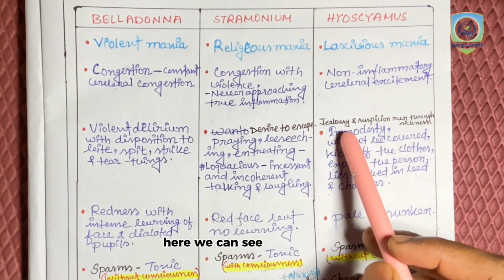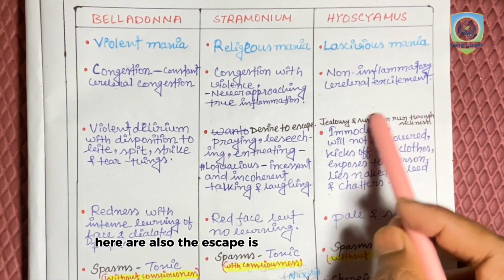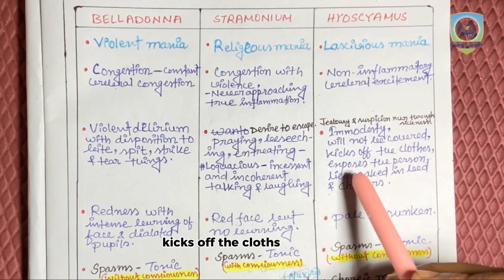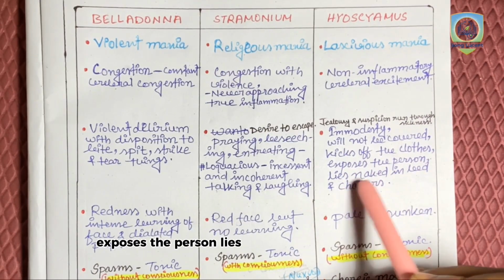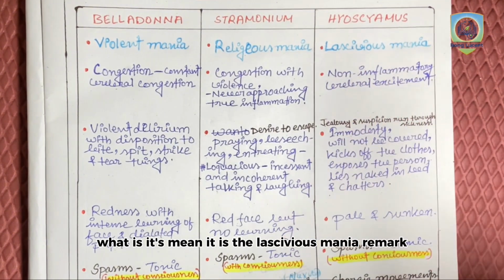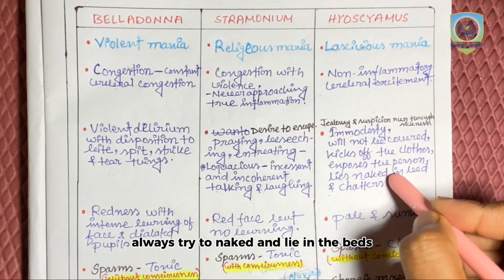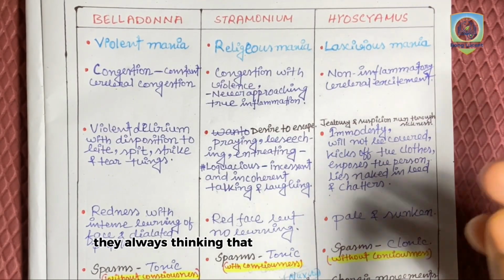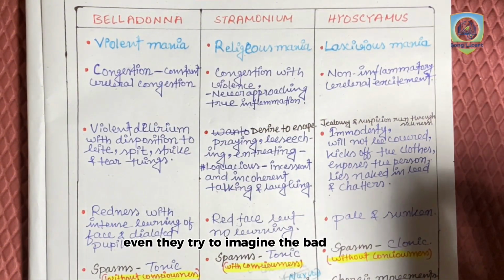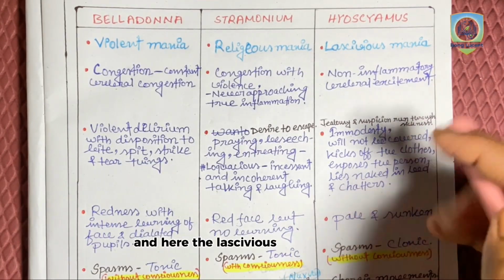And in hyoscyamus, here we can see jealousy and suspicion; patients who run through sickness. Here also the escape is marked. Immediately will not be covered, kicks off the clothes, exposes the person, lies naked in bed and chatters. What does it mean? As the lascivious mania is marked, patients desperately show their sexual organs to others, always try to be naked and lie in the beds. This type of person is always thinking of bad pictures in their mind, and even tries to imagine bad pictures posted on the walls, etc. So this type of sexual thing is going on in their minds, and here the lascivious mania is marked.